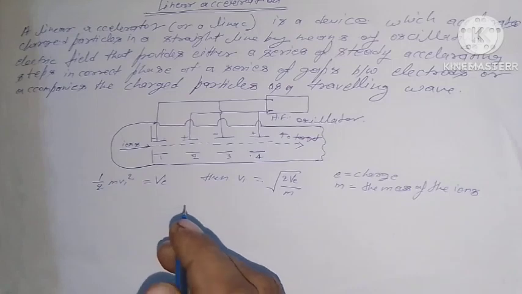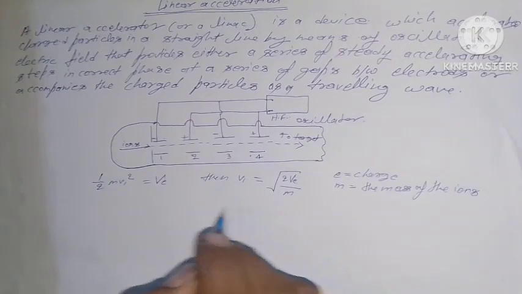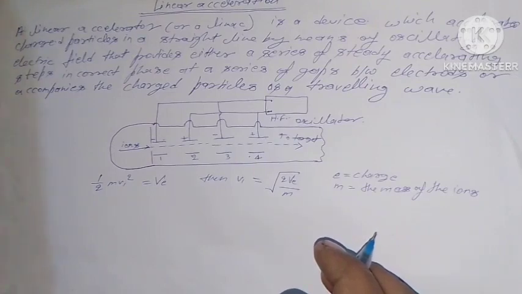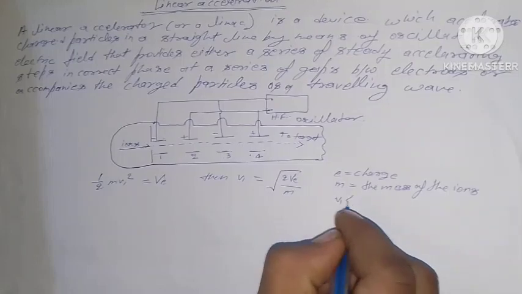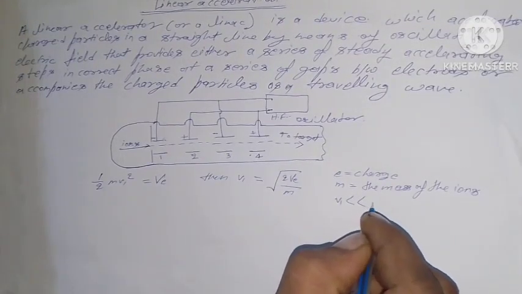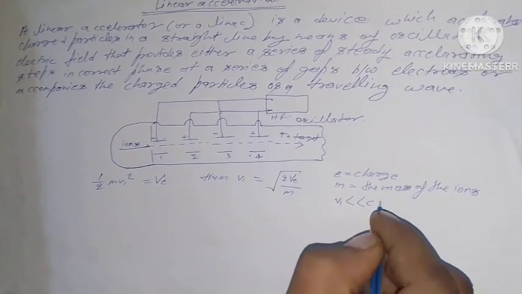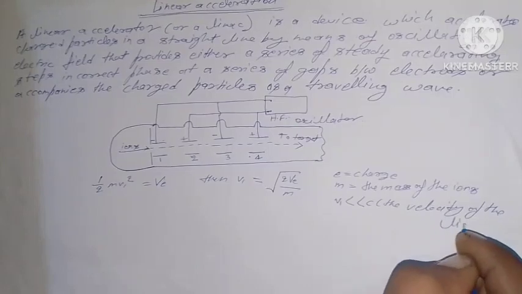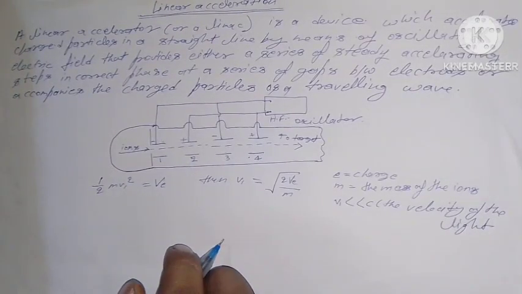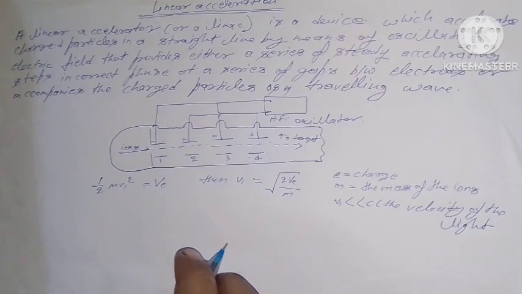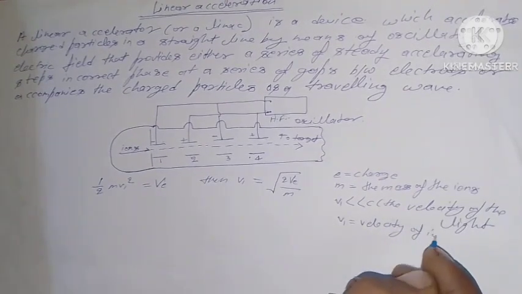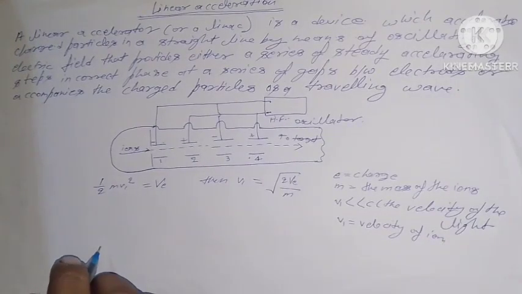It is supposed that v1 is small as compared to c, the velocity of light, where v1 is the velocity of the ion.